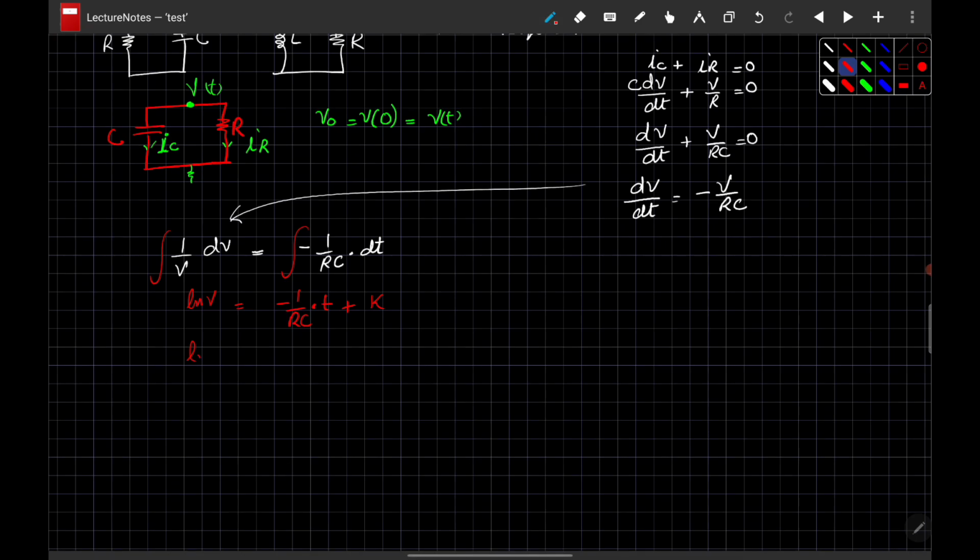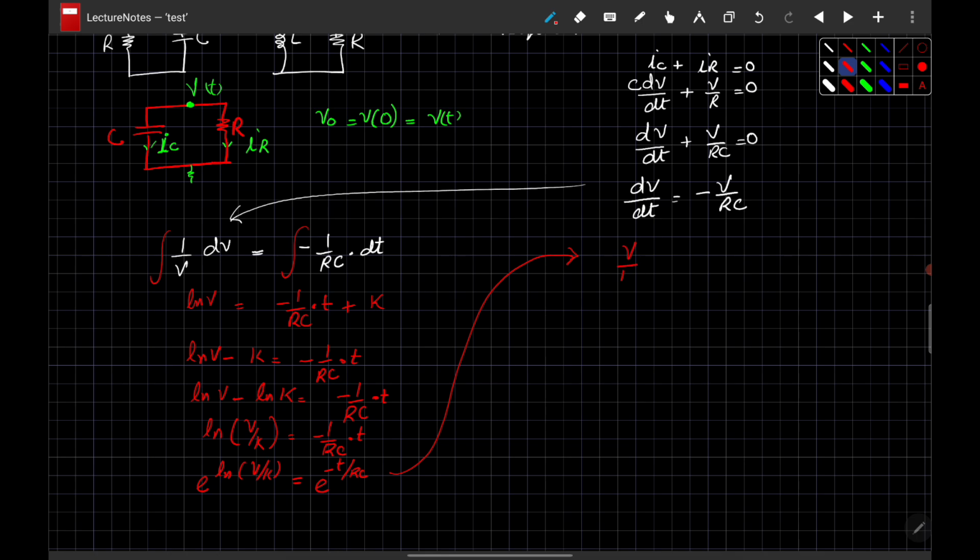Now we see that natural log of V equals minus 1 over RC times t plus k. We can also write k as natural log of k. So we have natural log of V minus natural log of k equals minus 1 over RC times t. So this becomes natural log of V over k equals minus 1 over RC times t. We take the exponential on both sides. So e raised to the power natural log of V over k equals e raised to the power minus t over RC. Now e will be cancelled out by natural log. We get V over k equals e raised to the power minus t over RC.